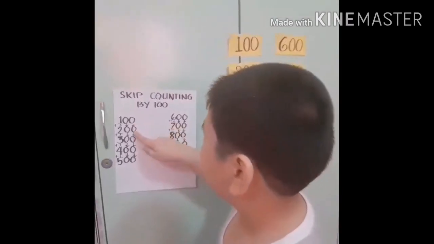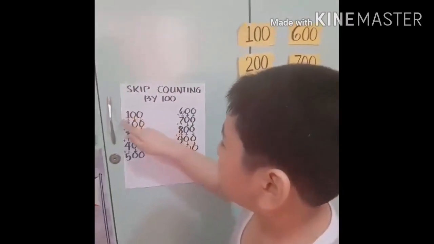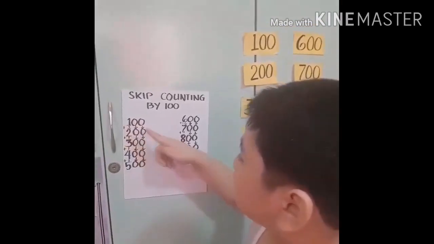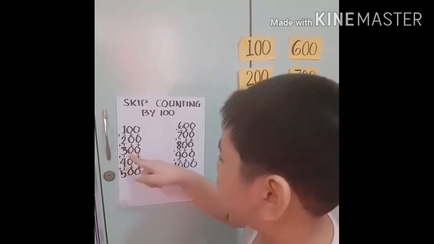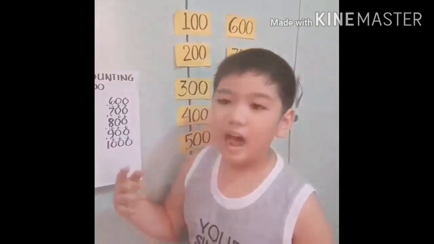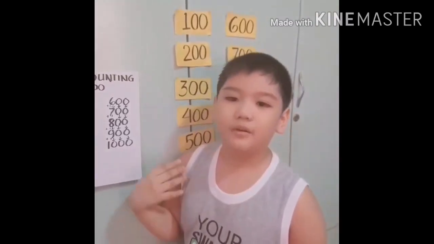Zero will remain zero. Zero will remain zero. One plus one equals two. Zero will remain zero. Zero will remain zero. Two plus one equals three. And so on. But now, I will sing for you on how to keep counting by 100.